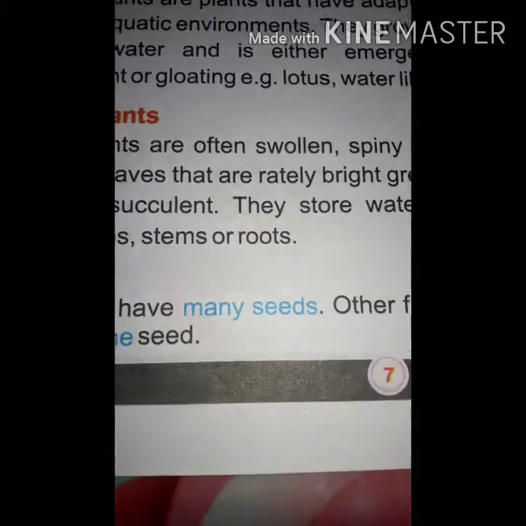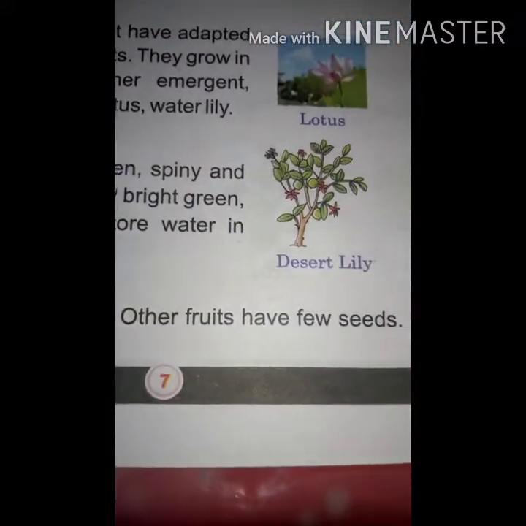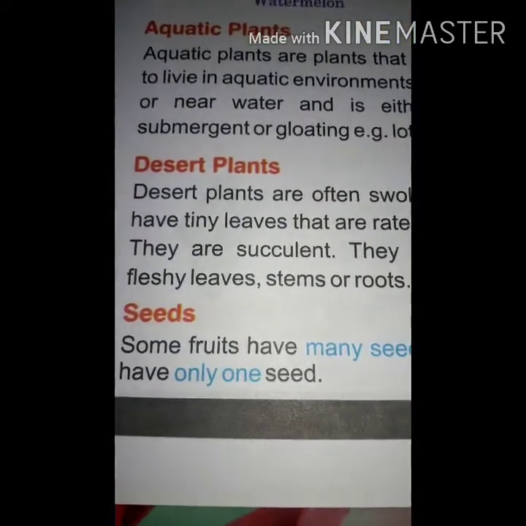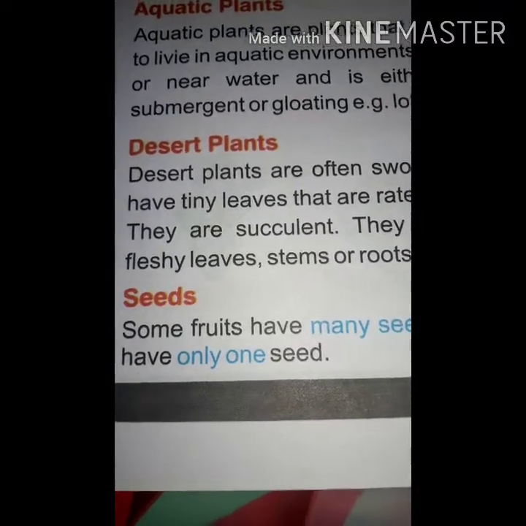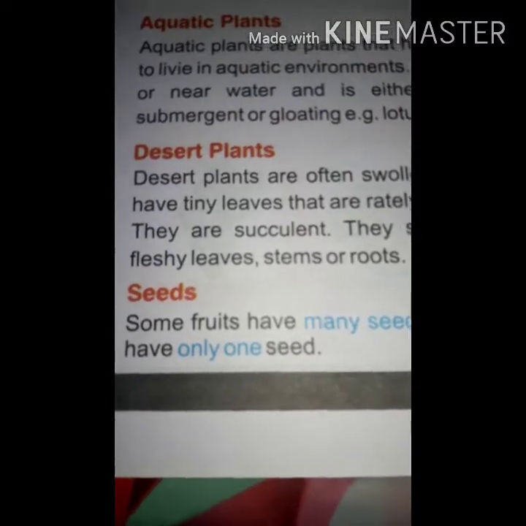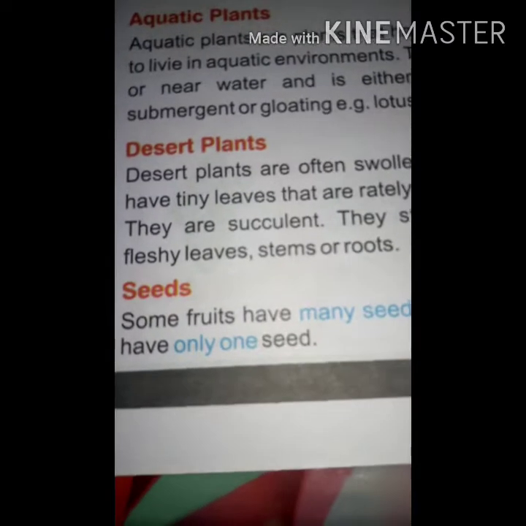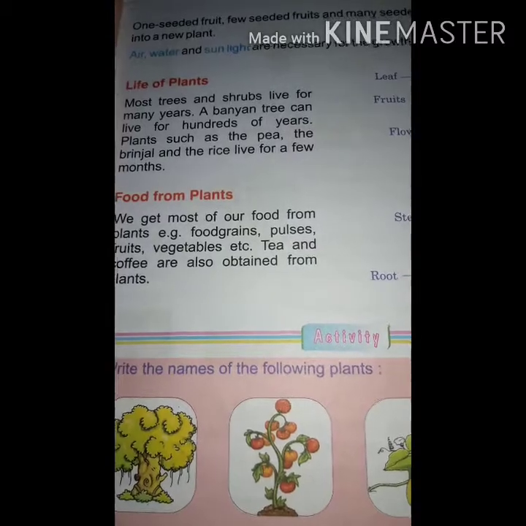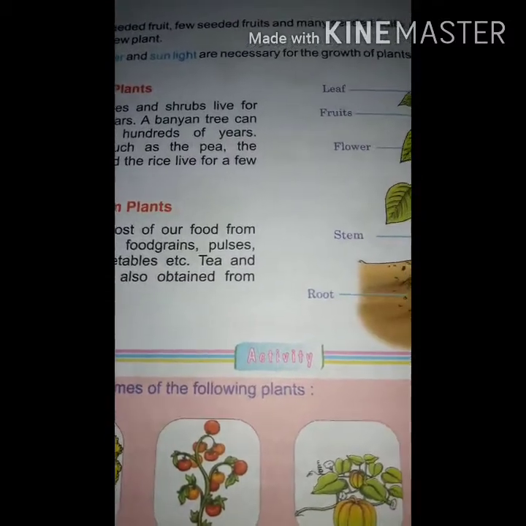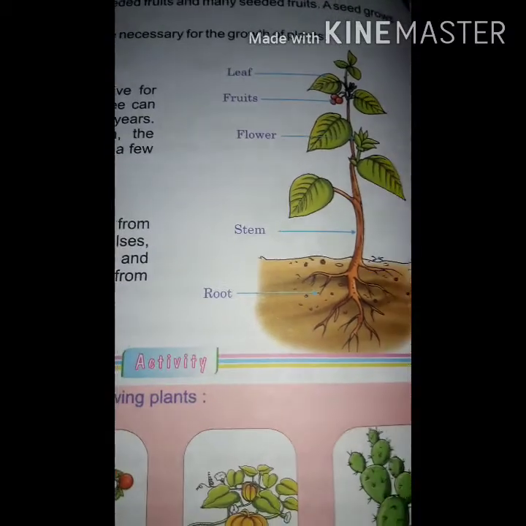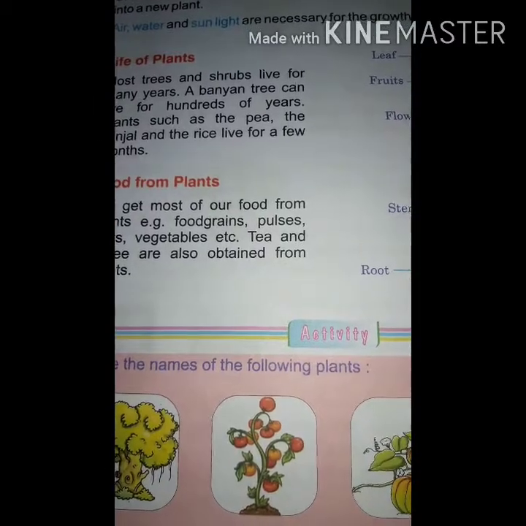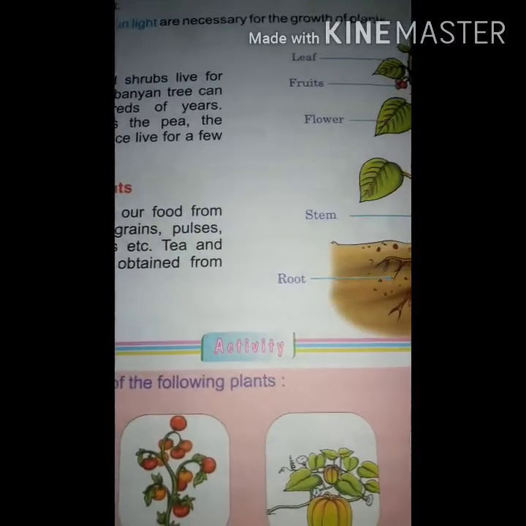The next topic is seeds. Some fruits have many seeds. Other fruits have few seeds. Some fruits have only one seed. This is the discussion regarding seeds. It's very important because the seed is a very important part of plants. Now the next page shows one-seeded fruit, few-seeded fruits and many-seeded fruits. A seed grows into a new plant. Air, water and sunlight are necessary for the growth of plants.